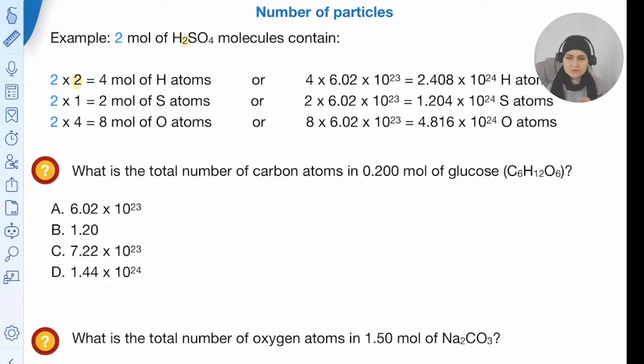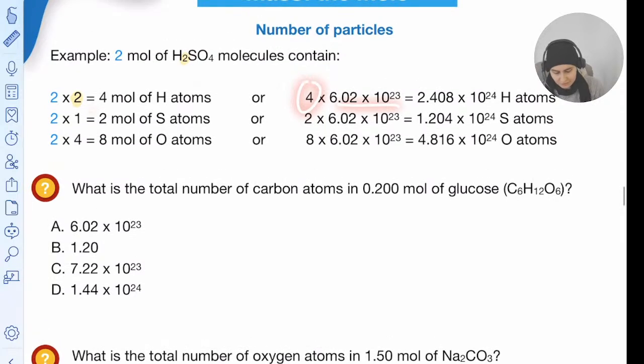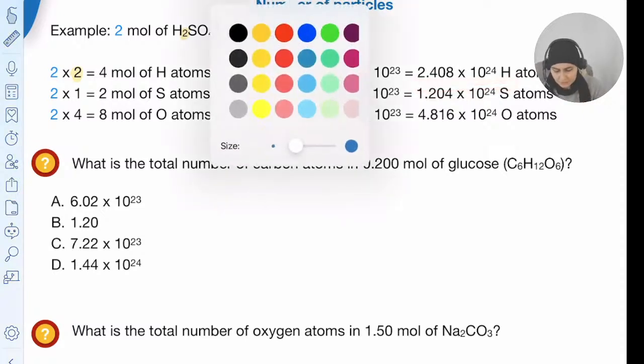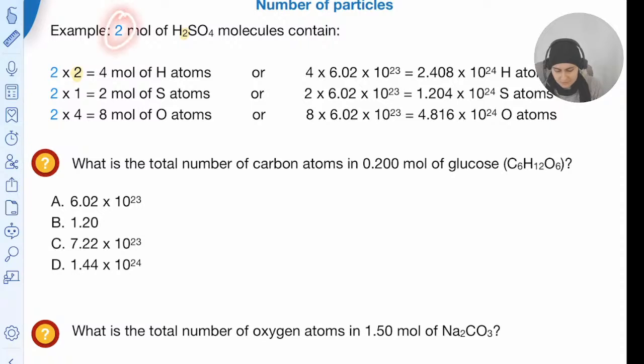And if you want to find the number of hydrogen atoms, like if you count them, it would be 4 times Avogadro's constant, because you know that a mole is 6 times 10 to 23rd. Yes, 6 times 10 to 23rd. So that's how many hydrogen atoms you have. For sulfur, first we find moles of sulfur. So it's 2 moles times 1, because there is 1 sulfur if nothing is written. So we have 2 moles of sulfur. And if we need to find the number of atoms, we do 2 times Avogadro's constant. That's how many sulfur atoms we have.